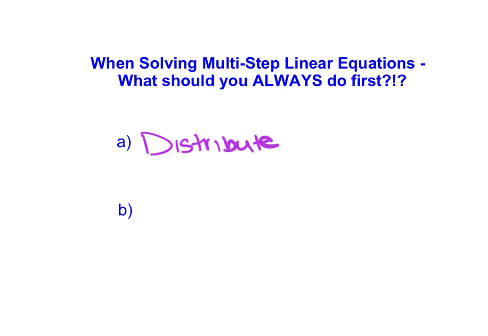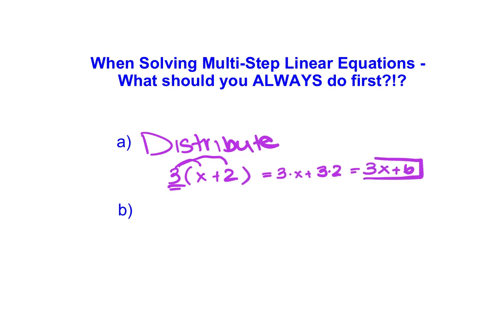Now, if you don't remember what the distributive property is, this is when you have something like this, where you have this 3 on the outside here, and then x plus 2 on the inside of the parentheses. And how the distributive property works is you can take the number on the outside and multiply it by each number on the inside. So this becomes 3 times x plus 3 times 2, which becomes 3x plus 6. So if you can distribute in a problem, you want to do that because it will make your life a little bit easier.